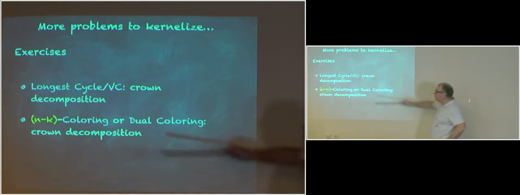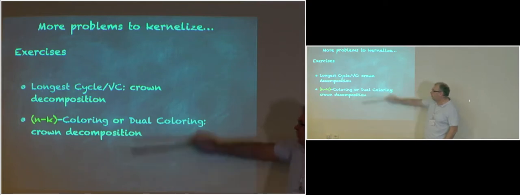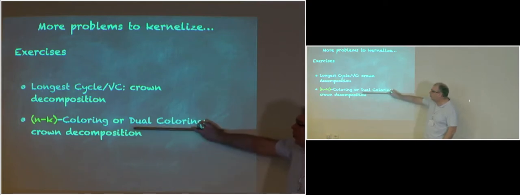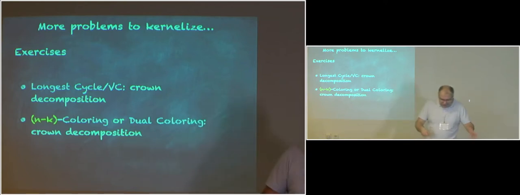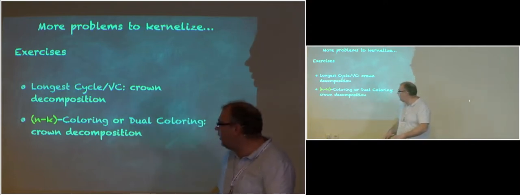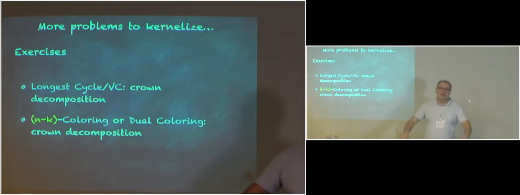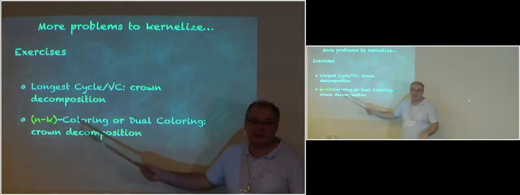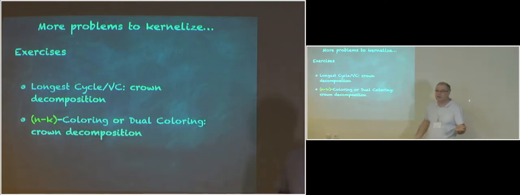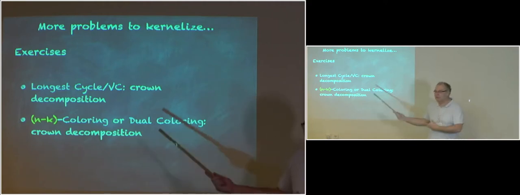And then the second exercise for crown decomposition is called dual coloring, or n minus k coloring. So again, the input is a graph G and an integer k, and I ask you if my graph contains a coloring with n minus k colors. If I ask if my graph has a k coloring, it doesn't make much sense because 3 coloring is already NP complete. But n minus 3 coloring makes more sense from this perspective.